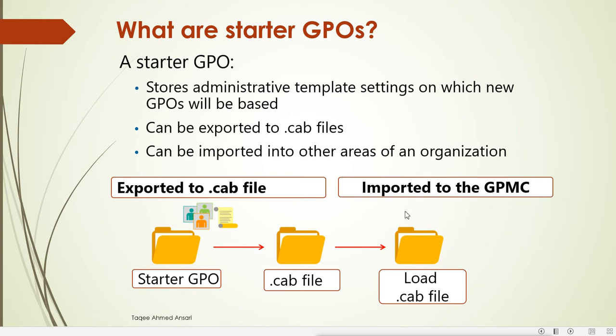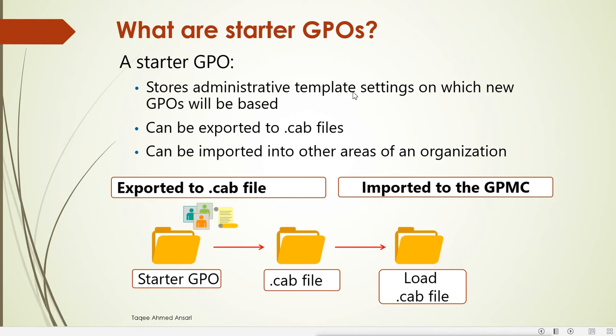You can export templates from another system, another domain, or other policy objects, and then make them into a CAB file, and then you can import it in the Group Policy Management Console, and that will be called a starter GPO. So when we create a new group policy object, we can use the starter GPO for the basic settings, and then we will add our new settings to it. So we don't have to configure those default, or predefined, settings.